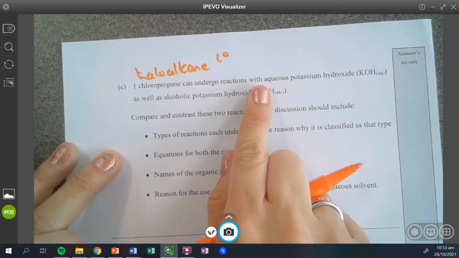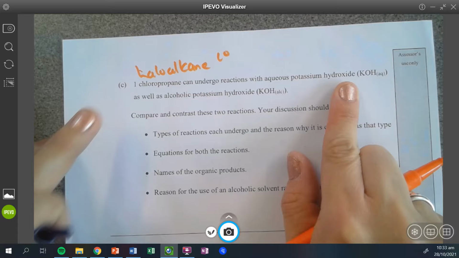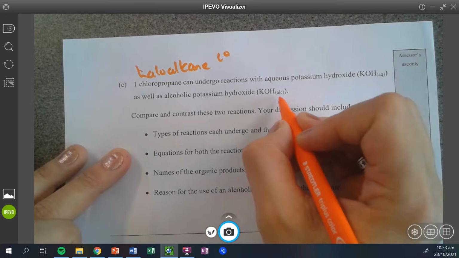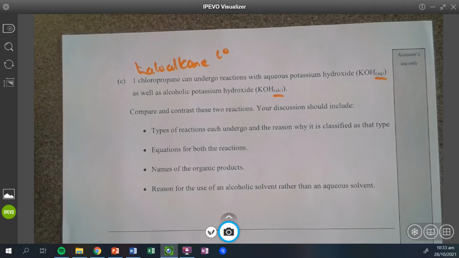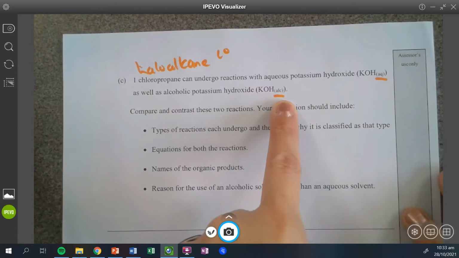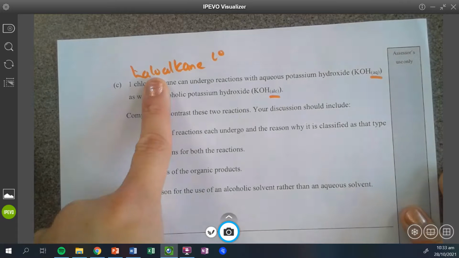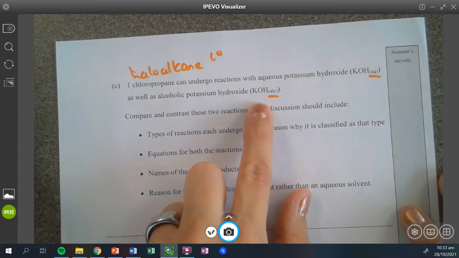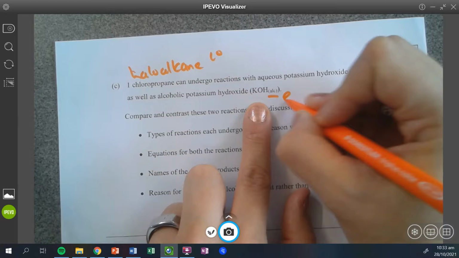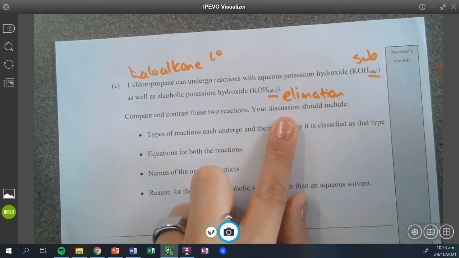And that's a primary. Undergoes reactions with aqueous potassium hydroxide, as well as alcoholic potassium hydroxide. Oh, we're having one of those questions where we're comparing and contrasting two very similar reagents, and you have to have that memorized. Remember what I said quite dramatically? Alcoholism is a very serious disease, and it often results in the loss of family members and friends, and so you're going to be eliminating things out of your molecule. So that one's going to be your elimination reaction, and that one's going to be your substitution reaction.